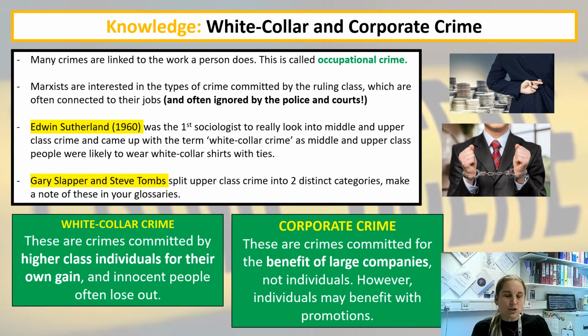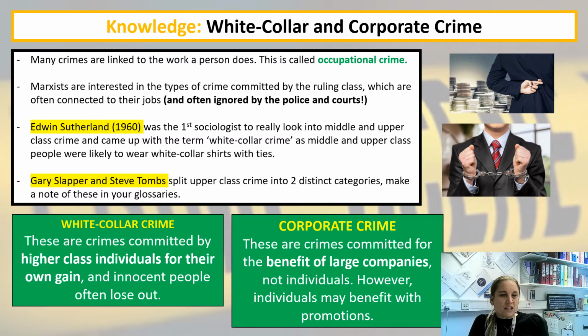So, two sociologists you need to jot down knowledge of. Edwin Sutherland in 1960. So he was the first sociologist to look at middle and upper class crime, and he came up with the term white collar crime, as middle and upper class people are likely to wear white collar shirts and ties due to the sort of jobs that they do. They're not doing the manual labour jobs in factories and so on. They're more sort of management roles.